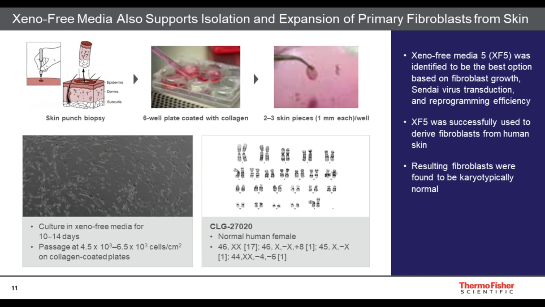So after the culturing, what we wanted to do was see what the reprogramming efficiency was and whether they were normal karyotypically. So the Xeno-Free candidate media 5 was successful in deriving fibroblasts from the human skin, and the resulting fibroblasts were found to be karyotypically normal. You can see the G banding here in the bottom right corner showing that it's a normal result. So that's really great. That speaks really well to the product.